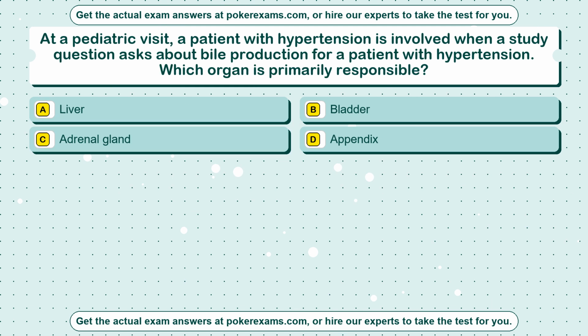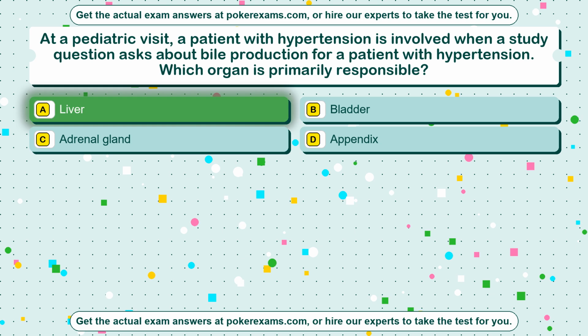Question 37. At a pediatric visit, a patient with hypertension is involved when a study question asks about bile production for a patient with hypertension. Which organ is primarily responsible? Option A, liver. Option B, bladder. Option C, adrenal gland. Option D, appendix.